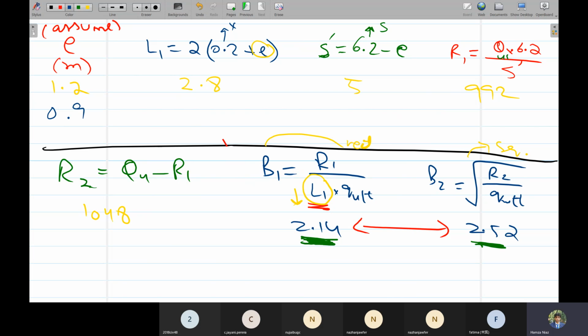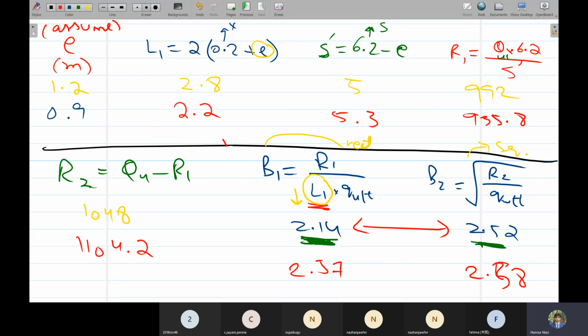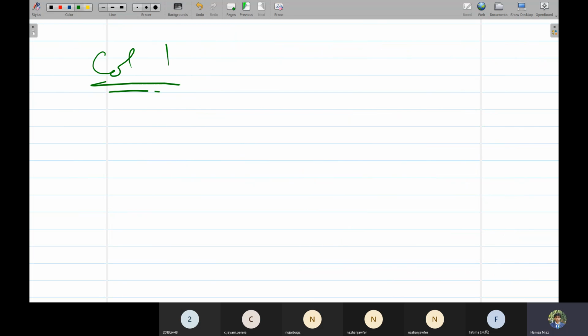So if I take E at 0.9, I have calculated these values: 2.2, 5.3, 935.8, and 1104.2, giving 2.57 and 2.58. Now if you check, these values are very close to each other, almost the same. If we round these values, for column 1 the B1 value of 2.57 is rounded as 2.6 meters. The L1 value is 2.